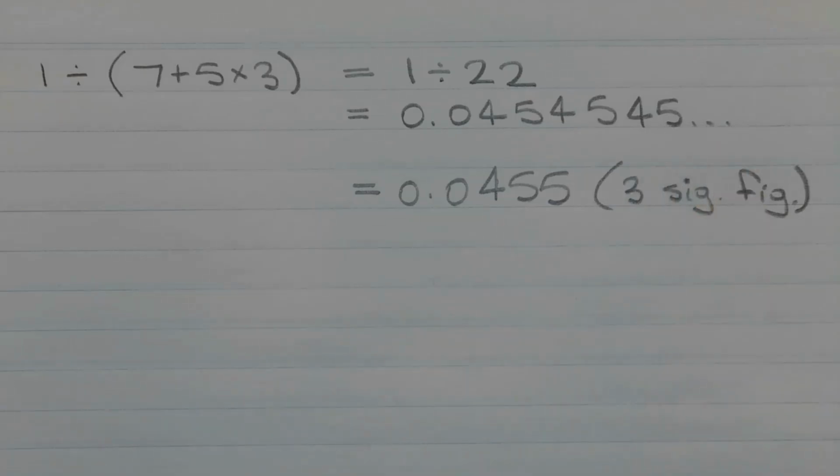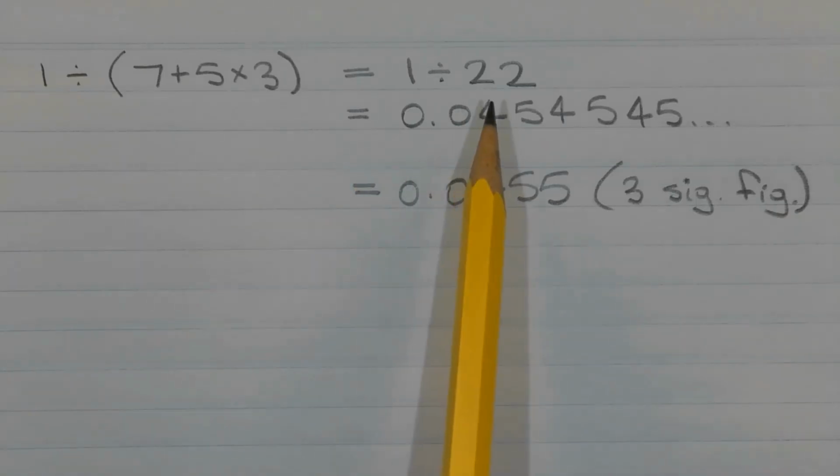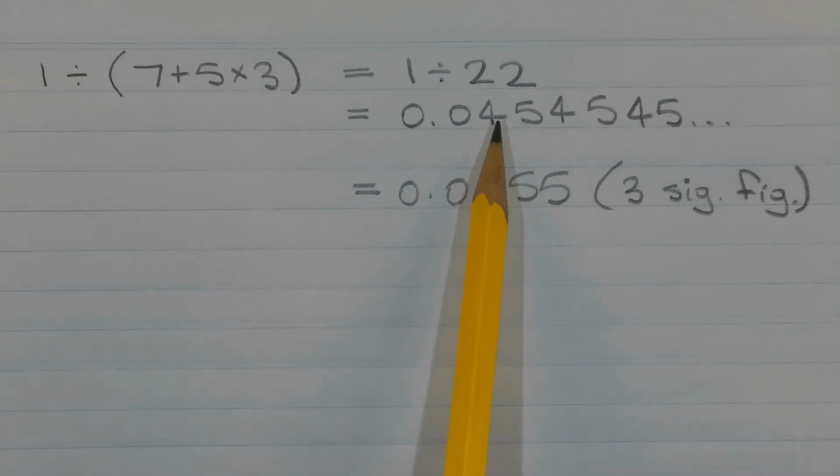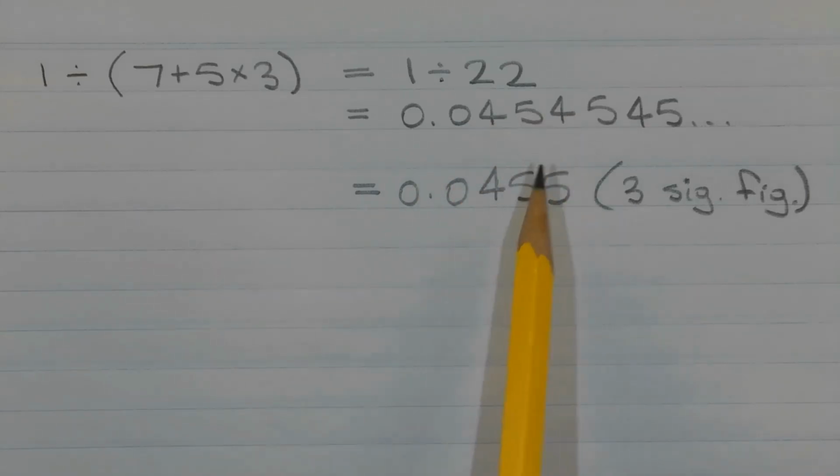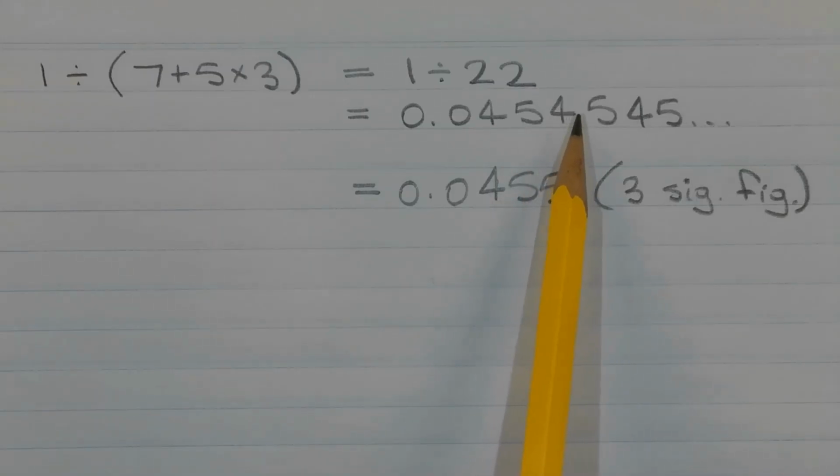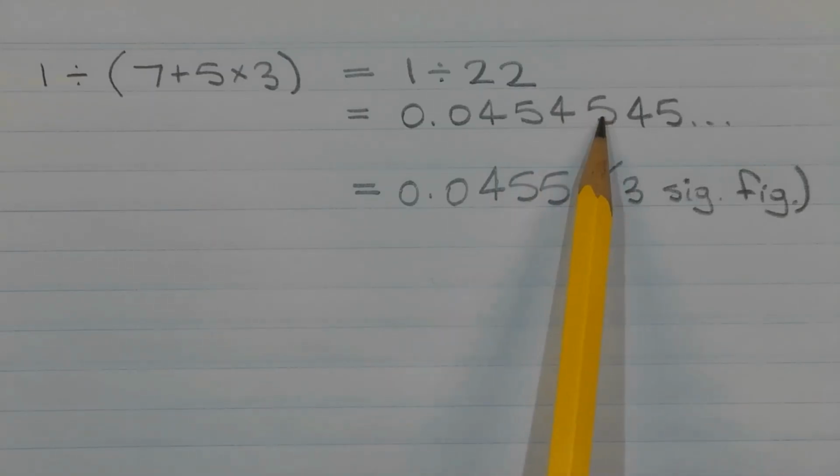0.0454545 and so on. Now we want to round this decimal correct to three significant figures. The first significant figure, starting from the left-hand side, is the first non-zero digit, which is the 4. So the first three significant figures are the 4, the 5, and the 4. Now this 4 here needs to get rounded up to a 5 because the number next to it, to the right of it, is 5.